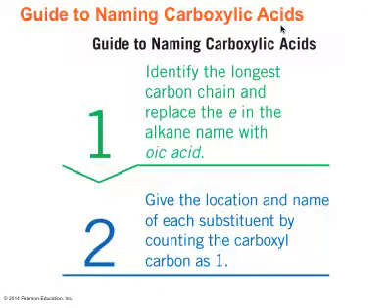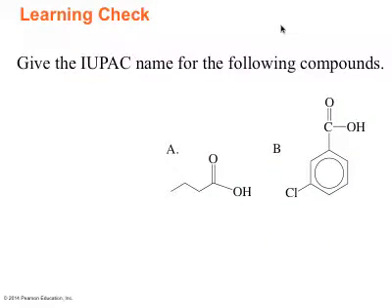All right, so here's our familiar routine: identify the longest chain, change the ending, and then number the substituents, giving that functional group the position of number 1. So we're going to work on these.